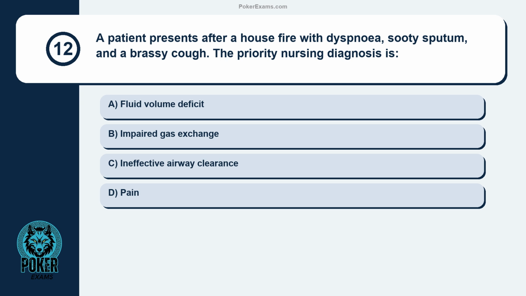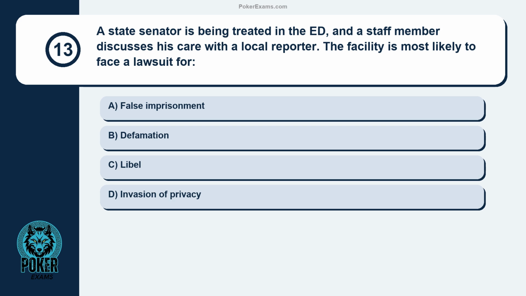Question 13. A state senator is being treated in the ED and a staff member discusses his care with a local reporter. The facility is most likely to face a lawsuit for false imprisonment, defamation, libel, invasion of privacy.